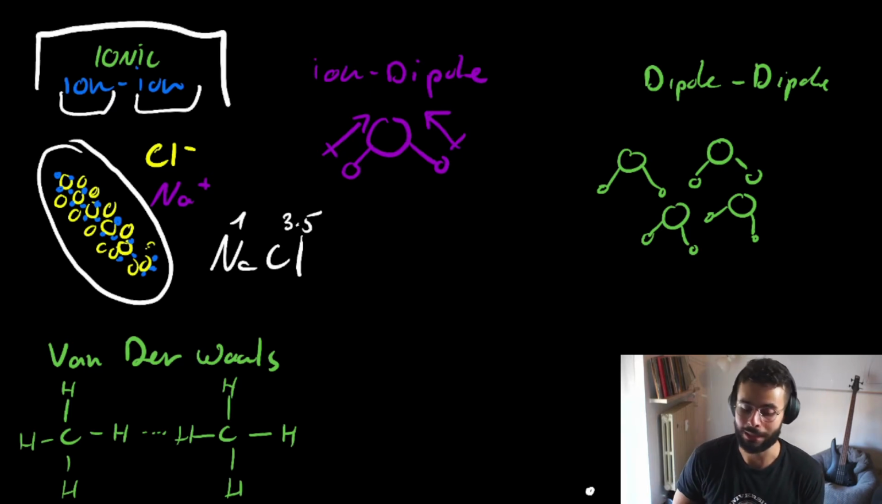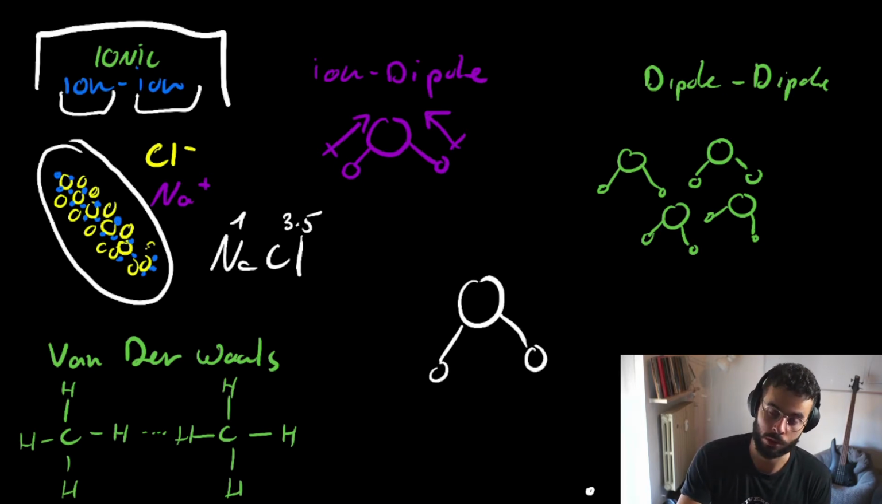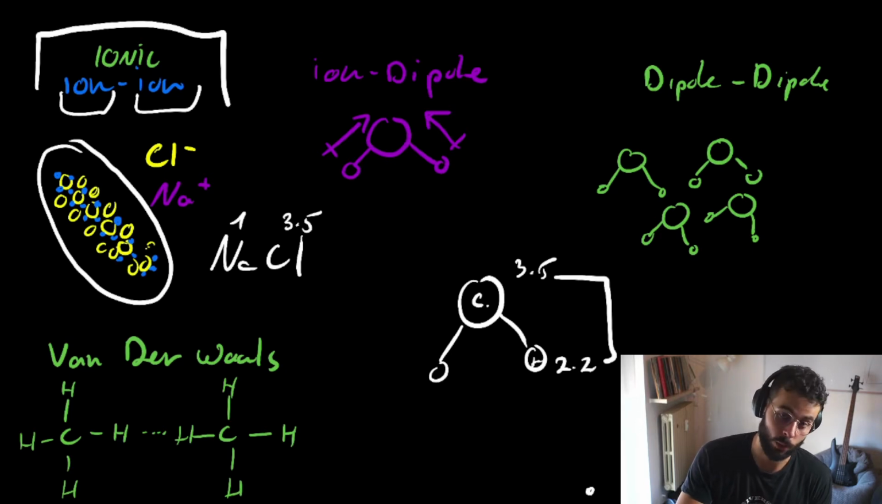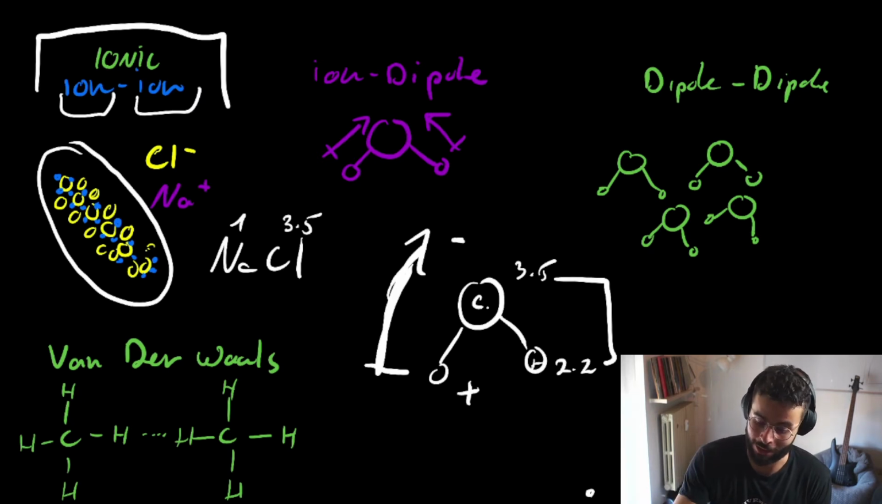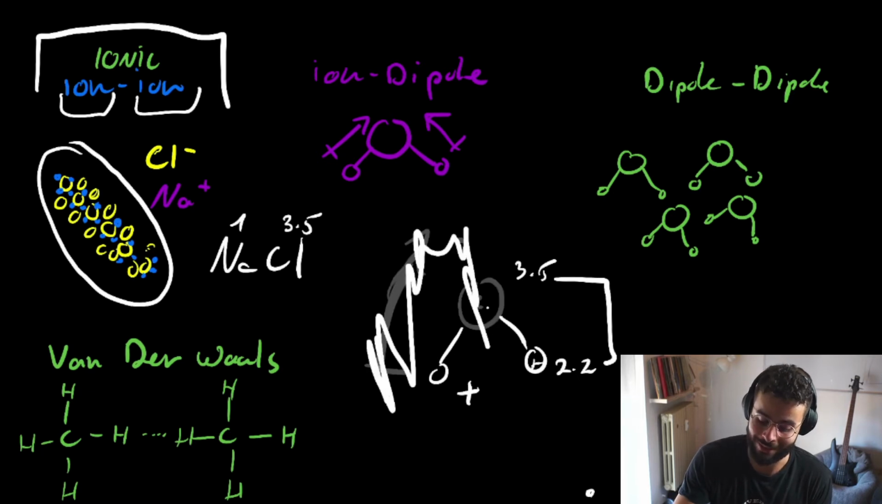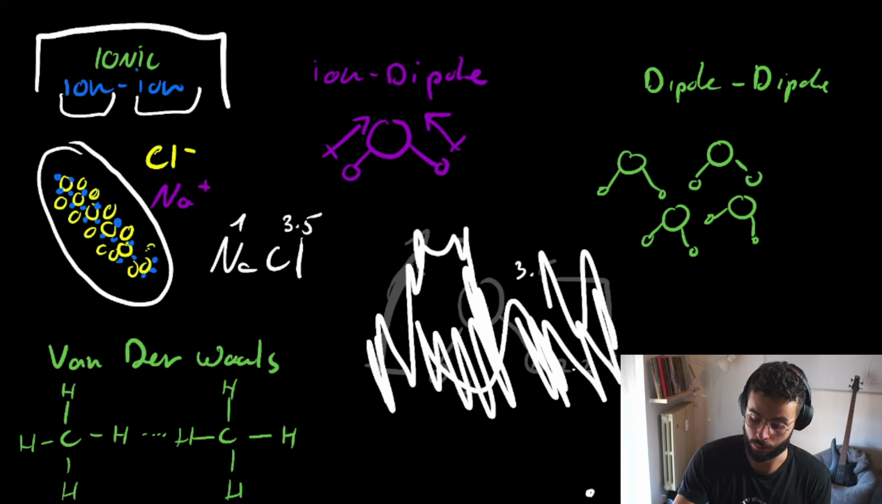The next one would be ion-dipole. Before I proceed, I'm going to explain what a dipole is. Do you remember that I told you about the molecule of water itself? Because oxygen is 3.5 and hydrogen is 2.2, you have a very big difference in electronegativity. And when you have a very big difference in electronegativity, you have a dipole in the molecule. You have two poles in the molecule. One of them is minus and the other one is plus. So this is called a dipole inside the molecule.